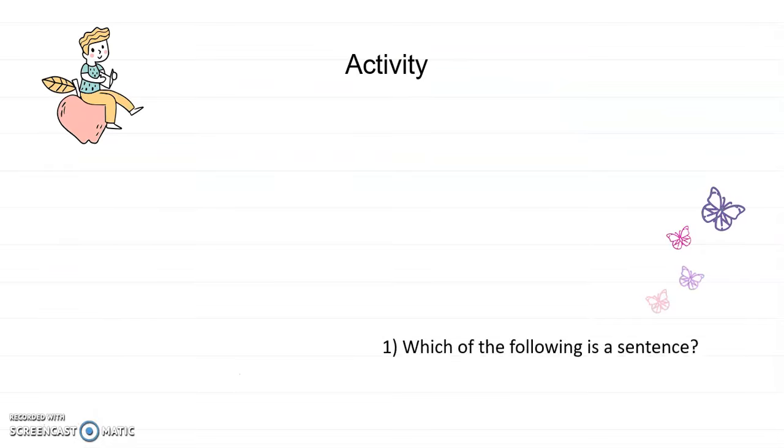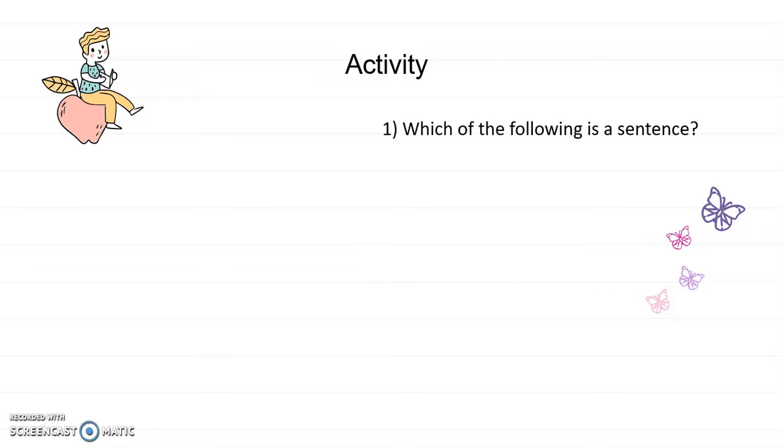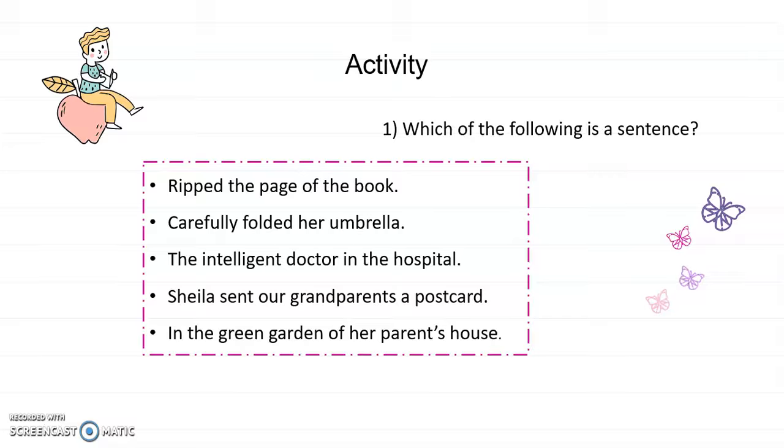Okay, activity. Which of the following is a sentence? I'm going to give you 5 seconds to decide. Did you select this one? If you did, you were correct. Shelia sent our grandparents a postcard is the only example that is a complete sentence.